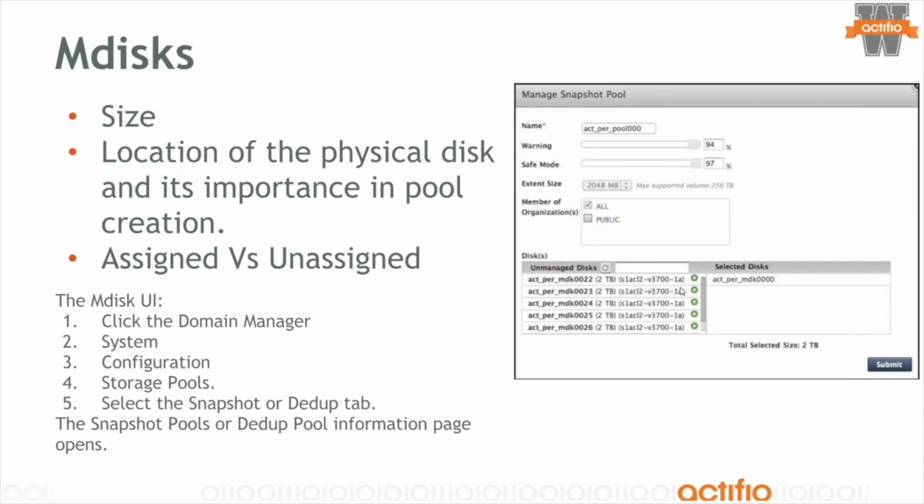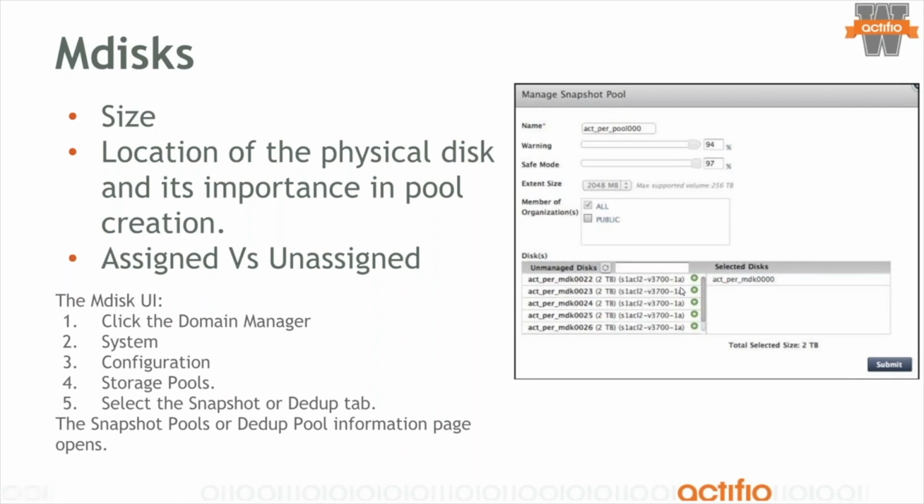Now, to get to the Mdisk UI to actually touch all these things that I just talked about, head over to the domain manager, and you'll see the steps here on the bottom left: system, then configuration, and then go into storage pools. From there, you can select either the snapshot or the dedupe tab, and then you'll get the UI screen that I've got pictured on the right-hand side here, which shows the Mdisks that have been assigned, managed, unmanaged, and what your warning and safe thresholds are.